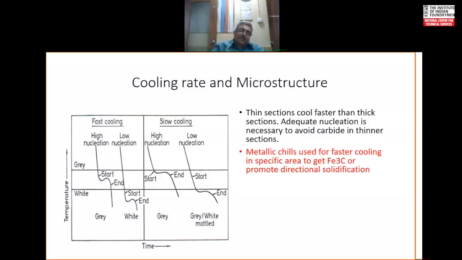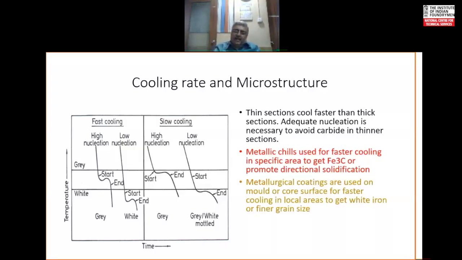Now, I have added a few bullets on this. There are situations where a particular type of faster cooling is needed. You actually want a hard surface, you want cementite on the surface in an extreme case, or you want to promote directional solidification. That is when we use chills. Chills mostly get used for directional solidification purposes, so that you take care of feeding of the iron and avoid any shrinkage problems.